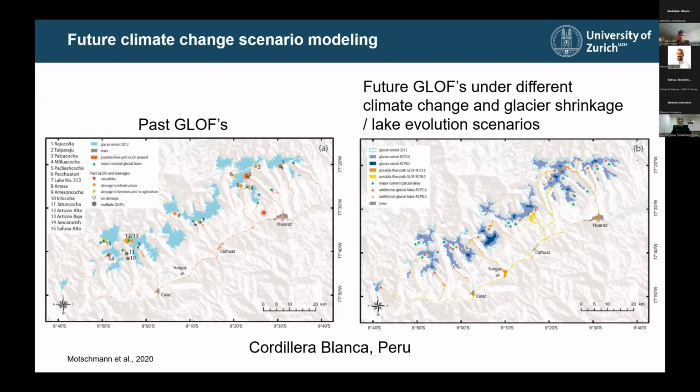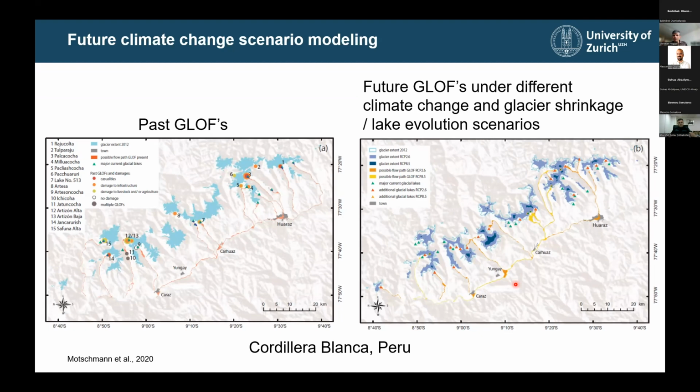It models past GLOFs on the left side. On the right side, you see potential future GLOFs depending on different warming scenarios, which are indicated here with the RCPs, the representative concentration pathways. 2.6 is low-level warming in the future, and 8.5 is high-level warming. Then we calculated what the effects of these warming scenarios are on glacier lake formation in the future for this region, or for larger regions.